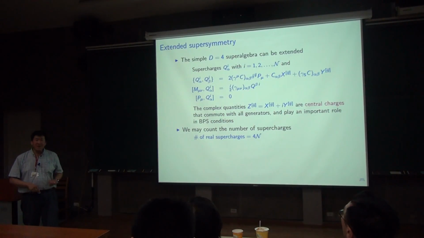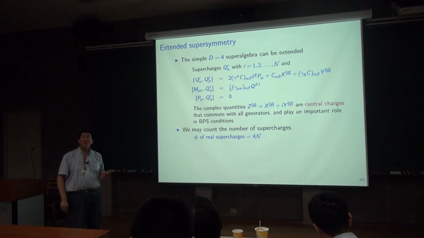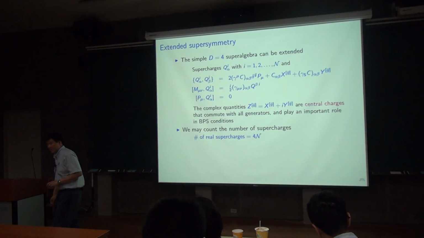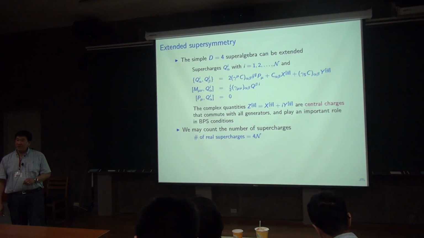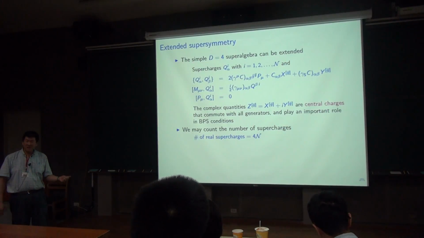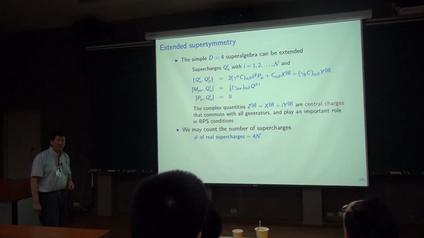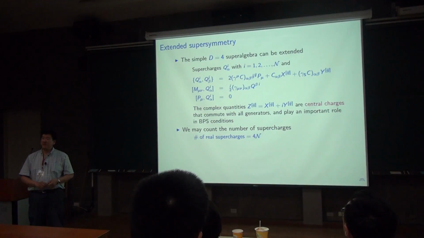So it's just a snapshot or a quick overview of N equals 1, simple supersymmetry in 4 dimensions, where I showed the global case, like the Wess-Zumino model, and the N equals 1 supergravity.